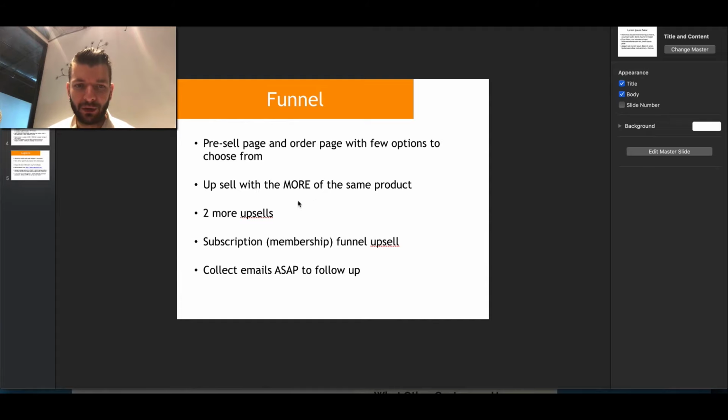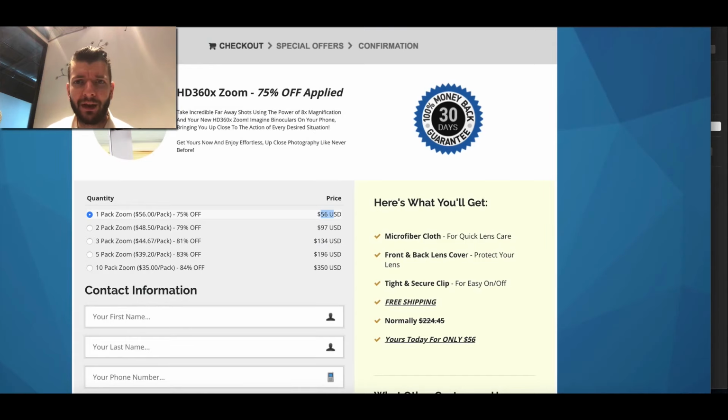So that's basically what you can do. And then 2 more upsells, right? One of them could be a subscription membership. It's more advanced stuff. I don't recommend you do this if you're just starting out, but this is very powerful because let's say you're just breaking even on the front end. I'll just show you basically how it happens here.